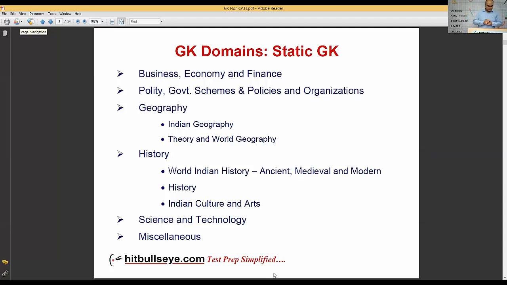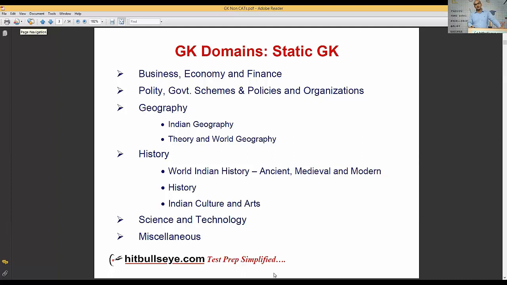That won't help. Anyway, the first and most popular section from static GK, and it's obvious since you will be training to become business and management leaders in the future, is business, economy and finance. In business, you can expect questions like popular taglines, popular brand names, etc., and to which business house they belong.